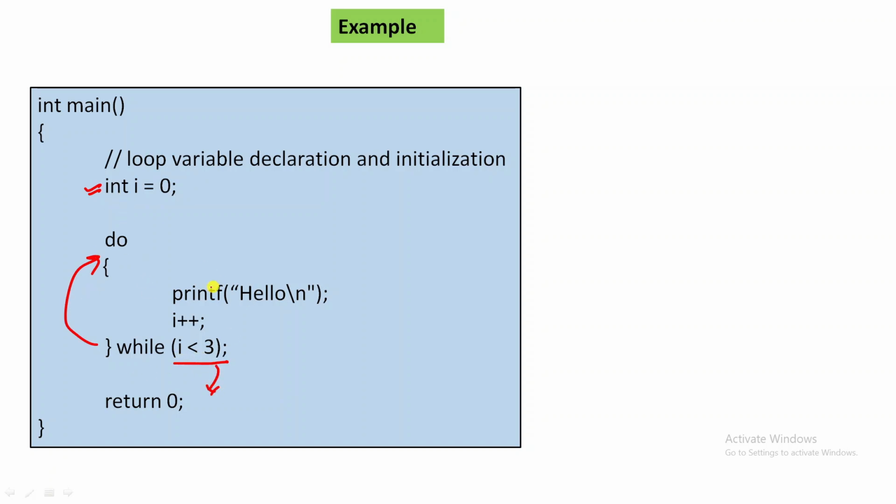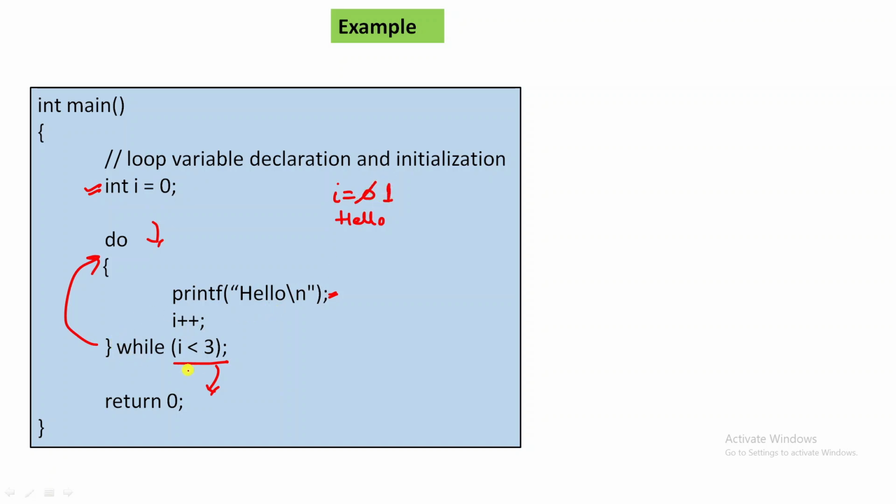So let's see how this program will work and what will be the output. First I is equal to 0. Here there is no condition checking, as in the do while loop we do not have condition checking at the entry point. So we'll simply come inside and execute this statement. We'll print hello. Now we will do I plus plus, which will increment the value of I by 1, so I will become 1.